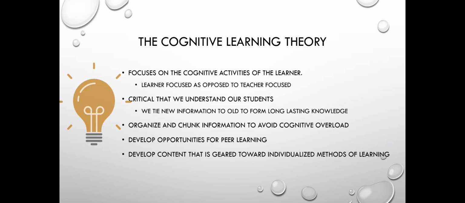In summary, the cognitive learning theory focuses on what is happening within the human brain to maximize the effect of the learning process. Understanding these mental activities allows us as instructional designers and teachers to put together learning experiences that are effective for our students. To do this, we need to ensure that we understand our students so that we create materials and activities that are appropriate. We need to organize and chunk information to avoid cognitive overload.